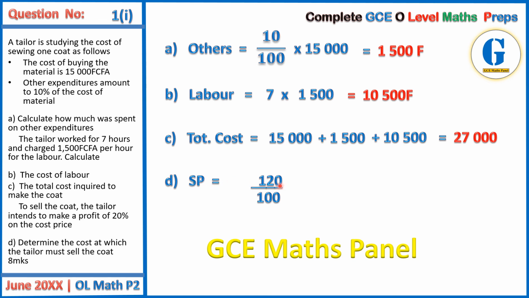So the selling price will be equal to percentage selling price on percentage cost price times cost price. So the tailor must sell this coat at 32,400 francs to make a profit of 20%. You can check here and you see that the profit or the gain is 20%. Okay.